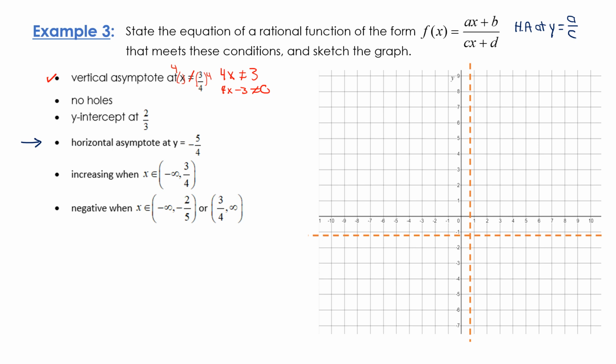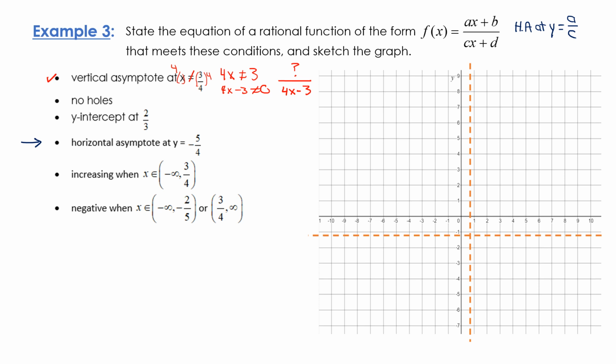So there's my denominator. I don't know my numerator yet, but my denominator is 4x minus 3. And that fits with the asymptote clue that we talked about already, but we'll come back to that in a bit. So that's what we got out of our first clue.